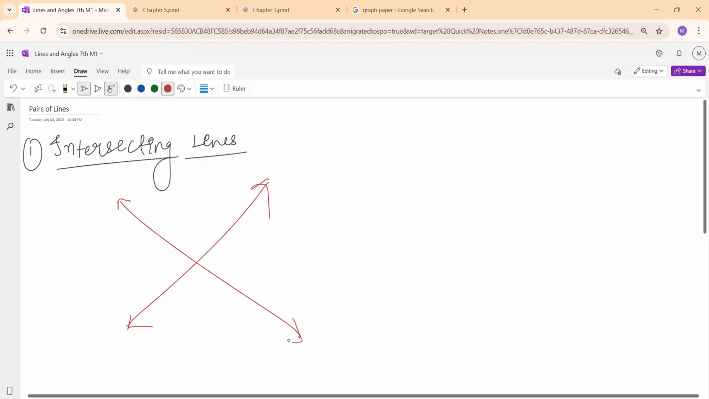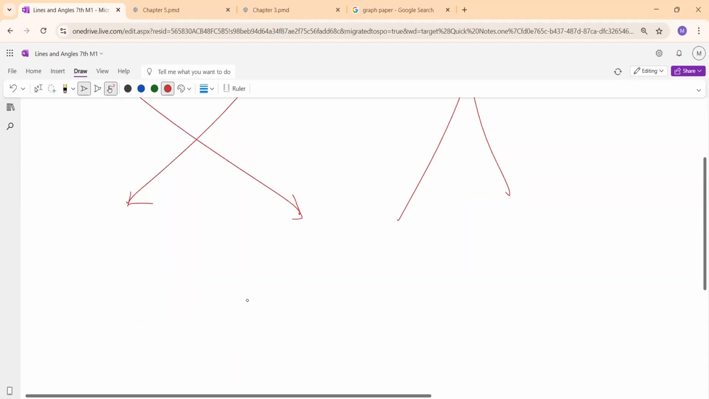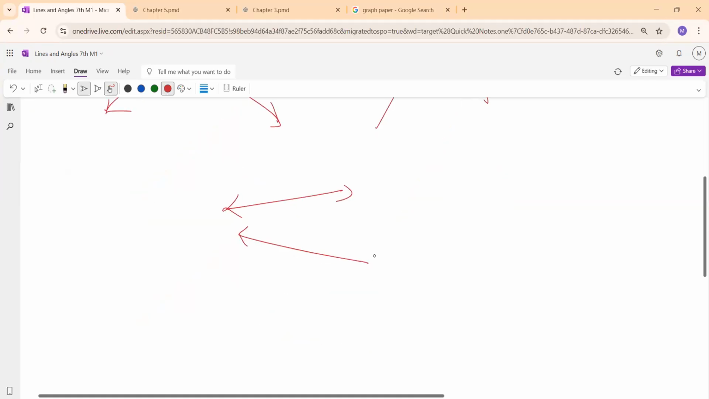Easy, clear, guys. What are intersecting lines? Two lines which cross each other. Even these are intersecting lines because they are actually touching each other at a point. Even if they are not touching each other at any point, we can extend these lines in any direction, so eventually they will be meeting. So they are also intersecting.